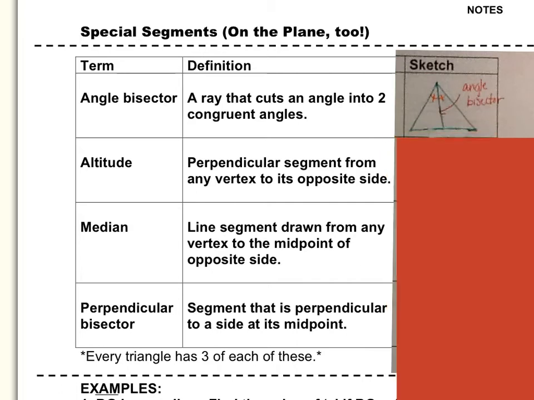So an angle bisector, if we have that triangle and we cut that angle in half from the vertex, so we have this angle being bisected here, and it cuts it into two congruent angles.